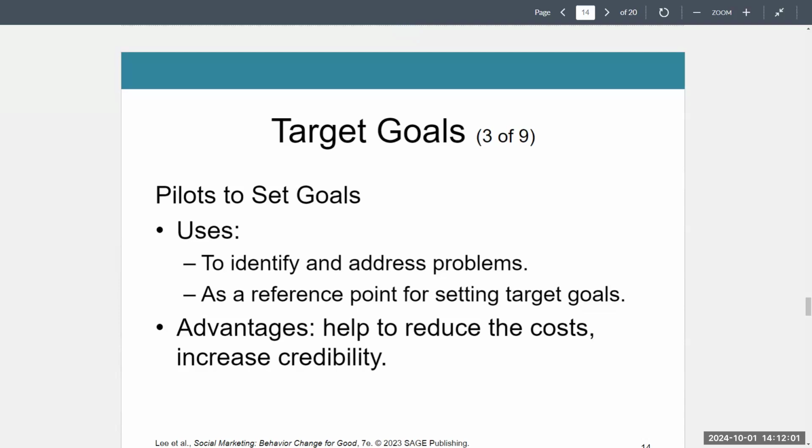So pilot studies allow you to test your interventions or strategies on a smaller scale before implementing them on a larger scale. And what that does is it helps identify any potential problems or challenges that may arise during a full-scale campaign and hopefully helps mitigate them. That way you're not struggling as much within that full large-scale campaign.